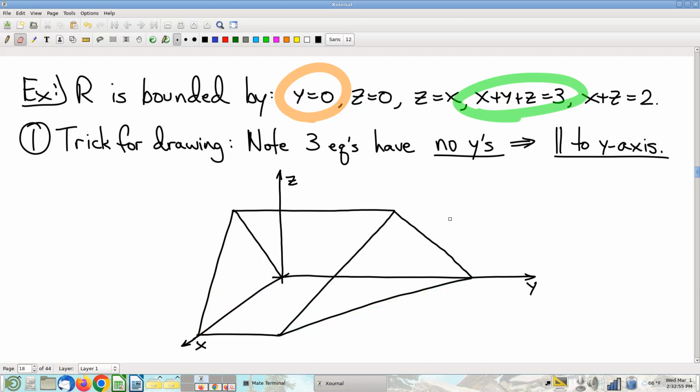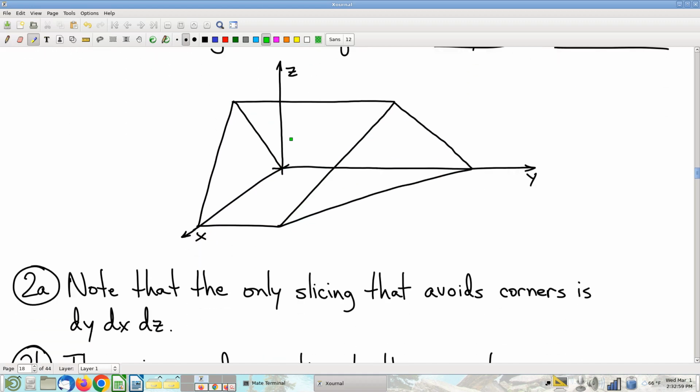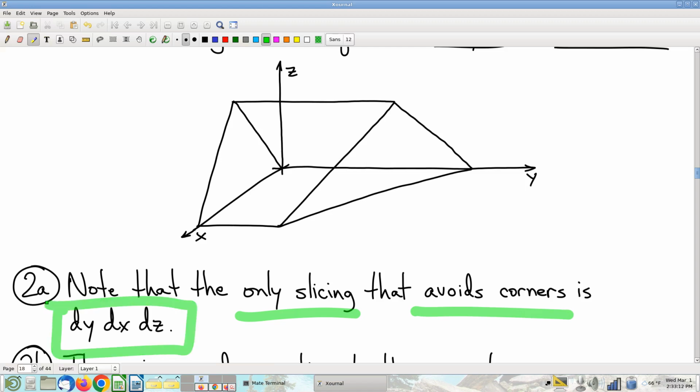So here's our picture. And now we get to choose how we're gonna approach this. The first observation I'll make is that of your 6 choices, the only way to slice it that never slices through a corner is this one right here: dy dx dz. That's the only one that doesn't hit corners.